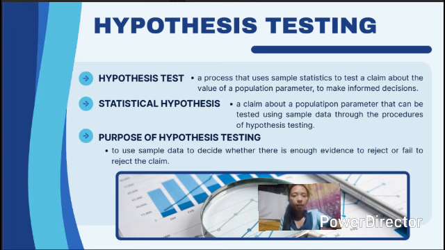The next topic is all about hypothesis testing. A hypothesis test is a process that uses sample statistics to test a claim about the value of a population parameter to make informed decisions. A statistical hypothesis is a claim about a population parameter that can be tested using sample data through the procedures of hypothesis testing. The purpose of hypothesis testing is to use sample data to decide whether there is enough evidence to reject or fail to reject the claim.